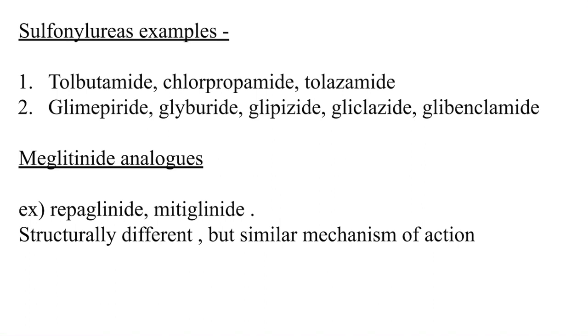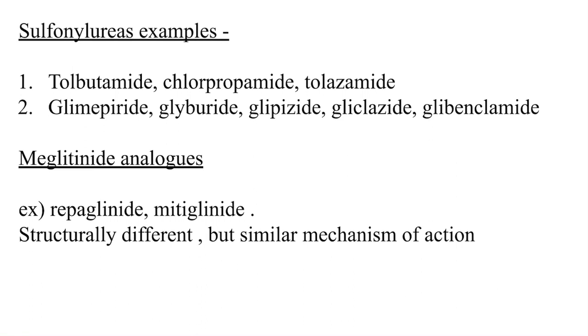Coming to second generation sulfonylureas, they are glimepiride, glyburide, glipizide, glibenclamide. So these are the examples of sulfonylureas. And there is another class which is called meglitinide analogs. These also function the same as the sulfonylureas. That means the mechanism of action is similar, but the structures are different.